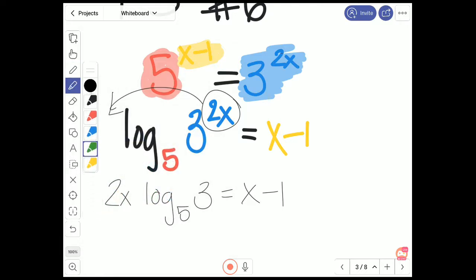So, this log base 5 of 3, this is an actual number. We can put that in our calculator and get some things. So that's what I'm going to do, I'm going to put log base 5 of 3 in.